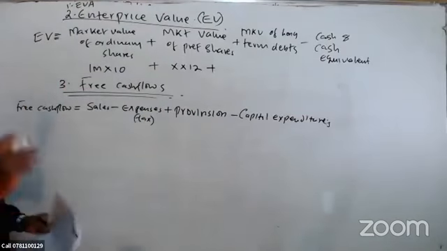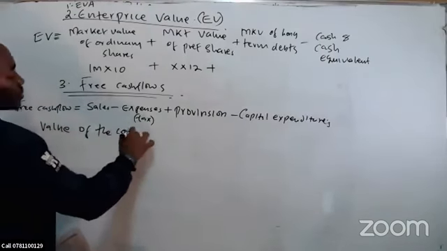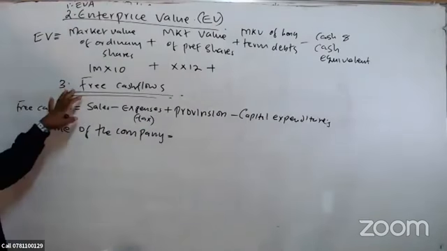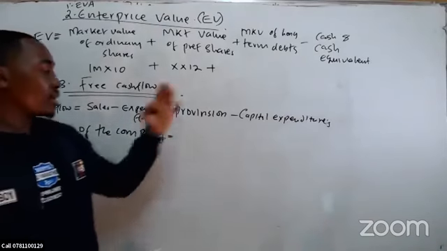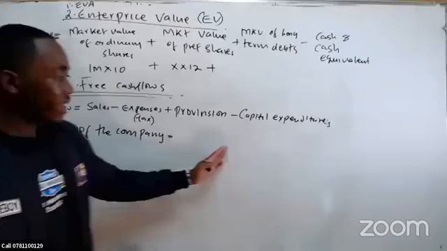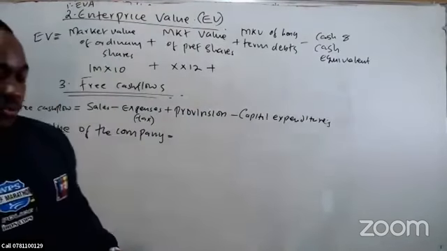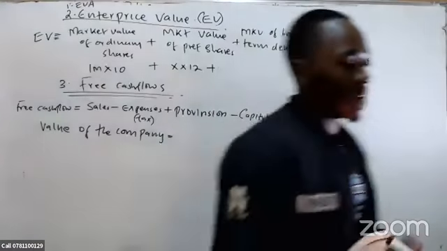Now, when you're determining the value of the company, you take the free cash flows, then you discount the cash flows. For example, year one, you discount year one, year two, year three, year four, then you get the total discounted cash flows. So now let's do the first illustration. From the handout, take out your handout.